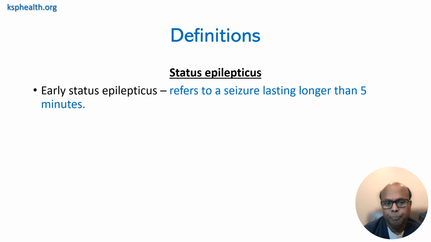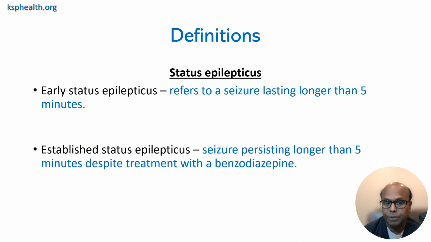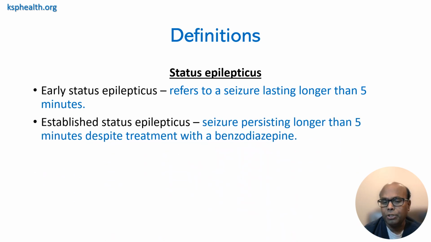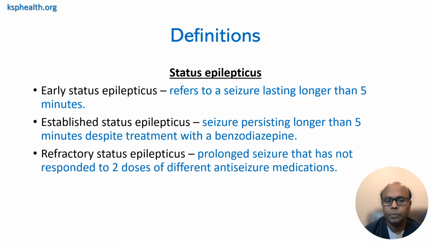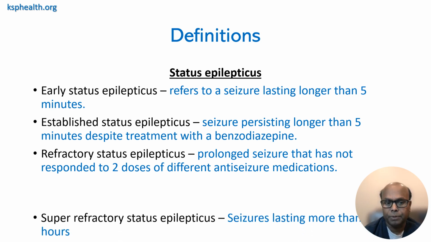First, definitions. Early status epilepticus refers to a seizure lasting longer than 5 minutes. Established status epilepticus is where the seizure persists longer than 5 minutes despite treatment with benzodiazepines. Refractory status epilepticus is where the prolonged seizure has not responded to 2 doses of different anti-seizure medications.